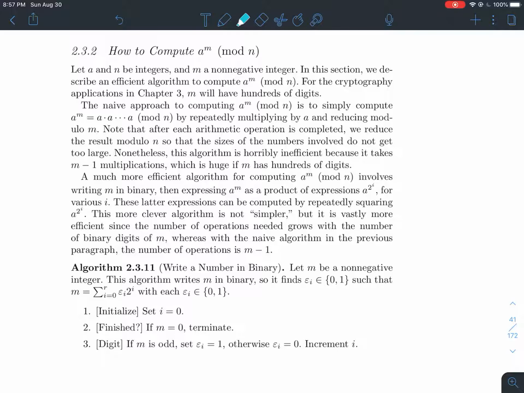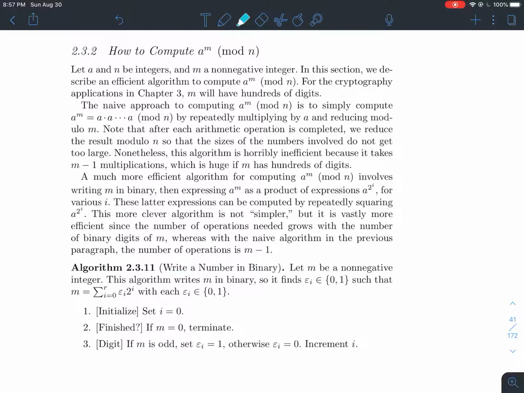This is a short video that starts section 2.3.2 in Stein's number theory book about how to compute a to the m, but then reduce it mod n. So there's a lot going on in this section, and in this first video we're really going to focus on this algorithm 2.3.11, which is a way to write a given number in binary. Maybe you've heard of binary before.